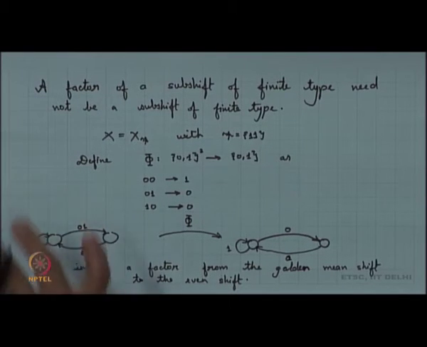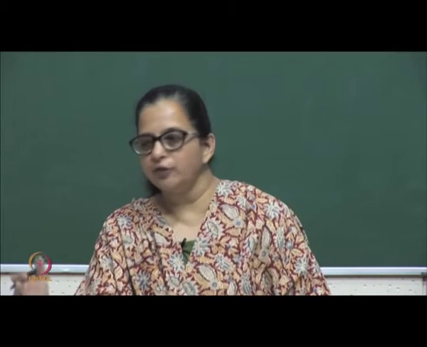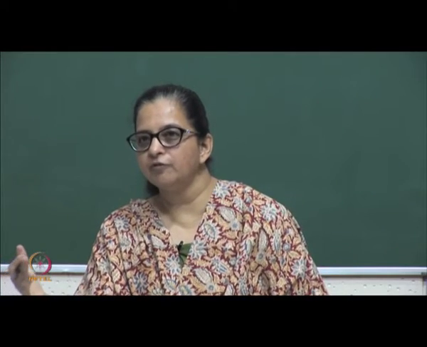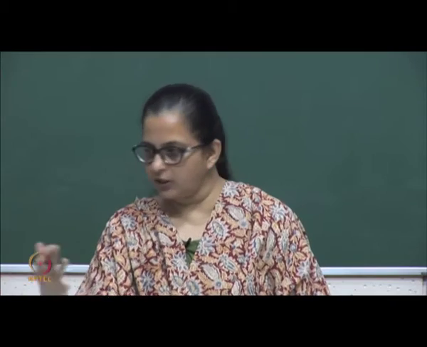Now, we know that the golden mean shift is a subshift of finite type, whereas the even shift is not a subshift of finite type. So, a factor of a subshift of finite type need not be a subshift of finite type.